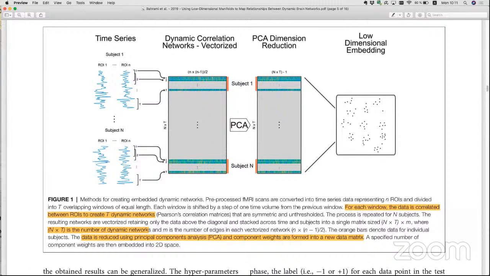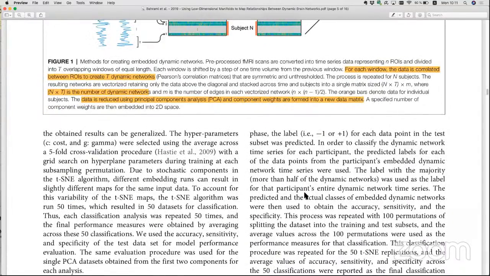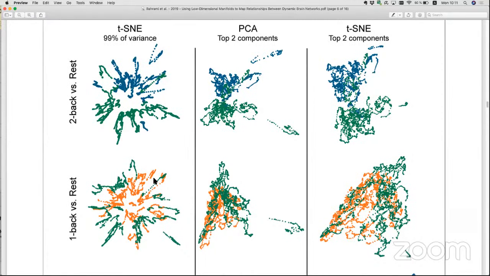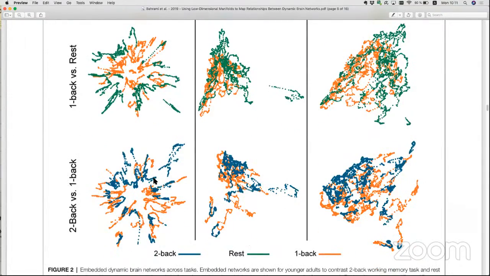Yes, maybe in that figure, one back versus rest, they look easily separable, but the category boundary is circular. So maybe the problem is that they are not linearly separable. And maybe, I don't know.